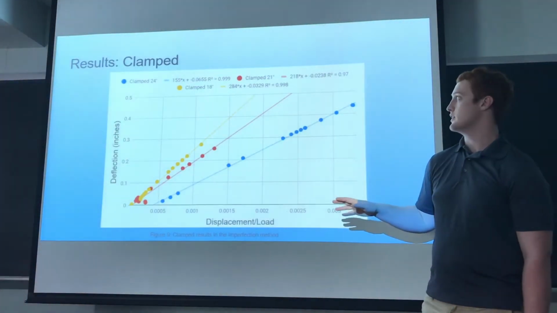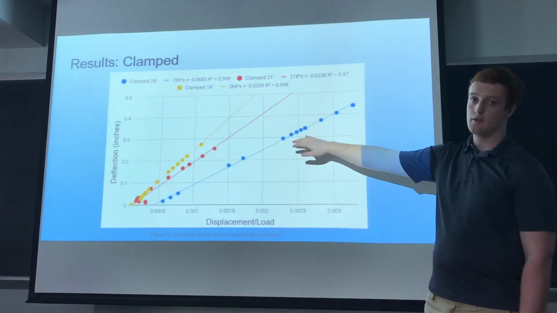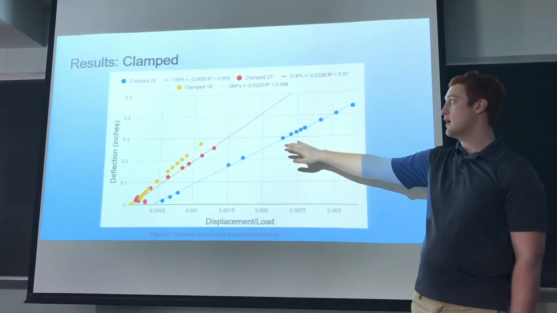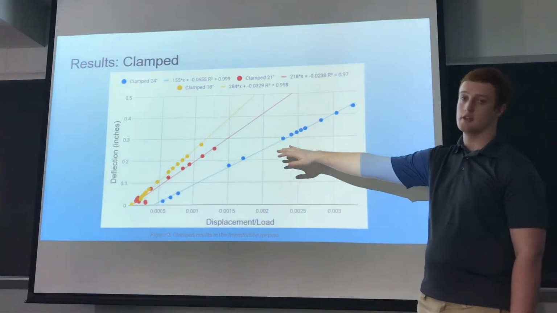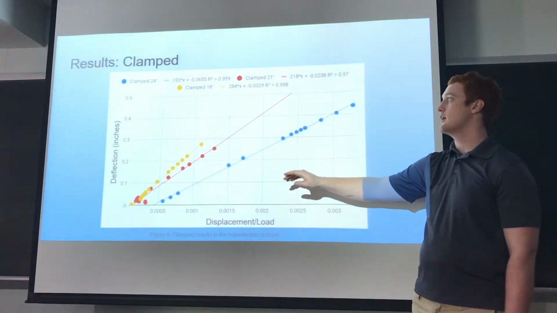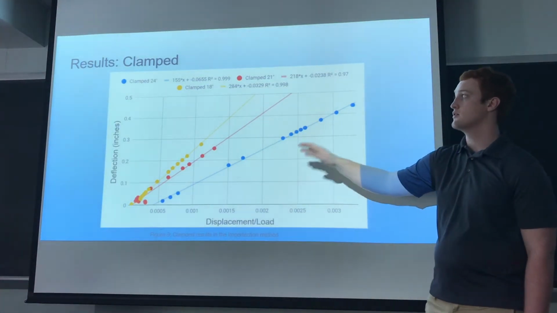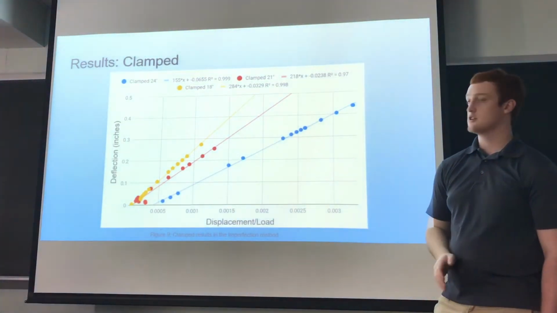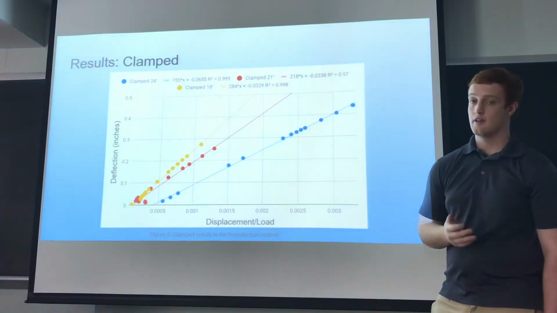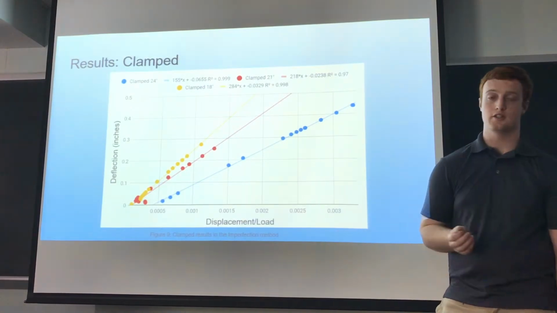And then using the imperfection method again, we found that the 24-inch clamped beam had a critical load of 155 pounds. The 21-inch clamped beam had a critical load of 218 pounds, and the 18-inch clamped beam had 284 pounds. All of these values are much lower than the theoretical values, and that could be due to a number of errors that will be covered in the next section.